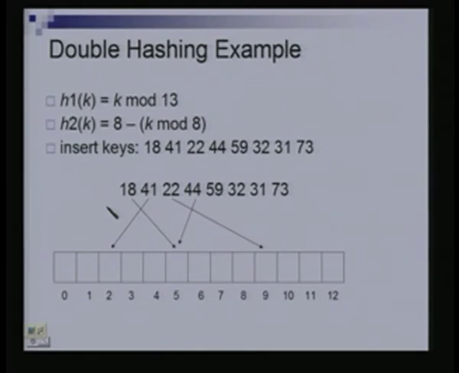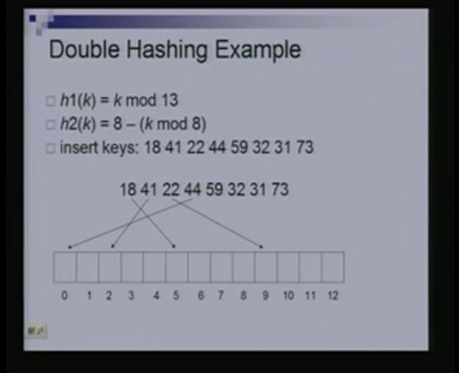So now we have to compute h2 of 44. What is h2 of 44? 8 minus 44 mod 8. 44 mod 8 is 4. So 8 minus 4 is 4. So I have to go 4 steps ahead. So I'll go to location 9. But that's also occupied. So I'll go to location 0. That's empty. So our 44 will go to location 0.